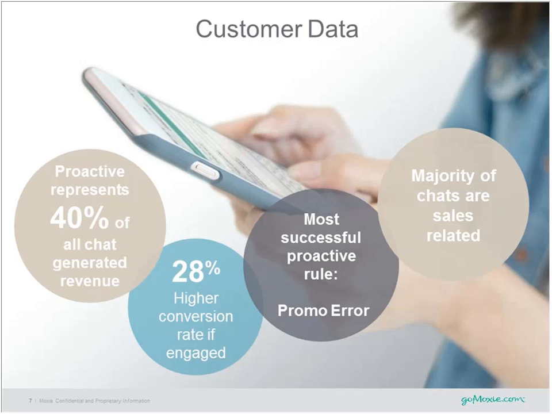The next circle that you'll see on the screen is most successful proactive rule. And I'll talk more about this as we're going through the slides, but this is a very simple and easy rule. And the reason why I say that is because with Moxie, it's really easy to create these rules to make sure that you're engaging with your customers at the right time in the journey. So this is actually based on a promo error. And as I say, I'll talk more about this a little bit later on, but this is the most successful proactive rule that we're seeing with our customers currently.